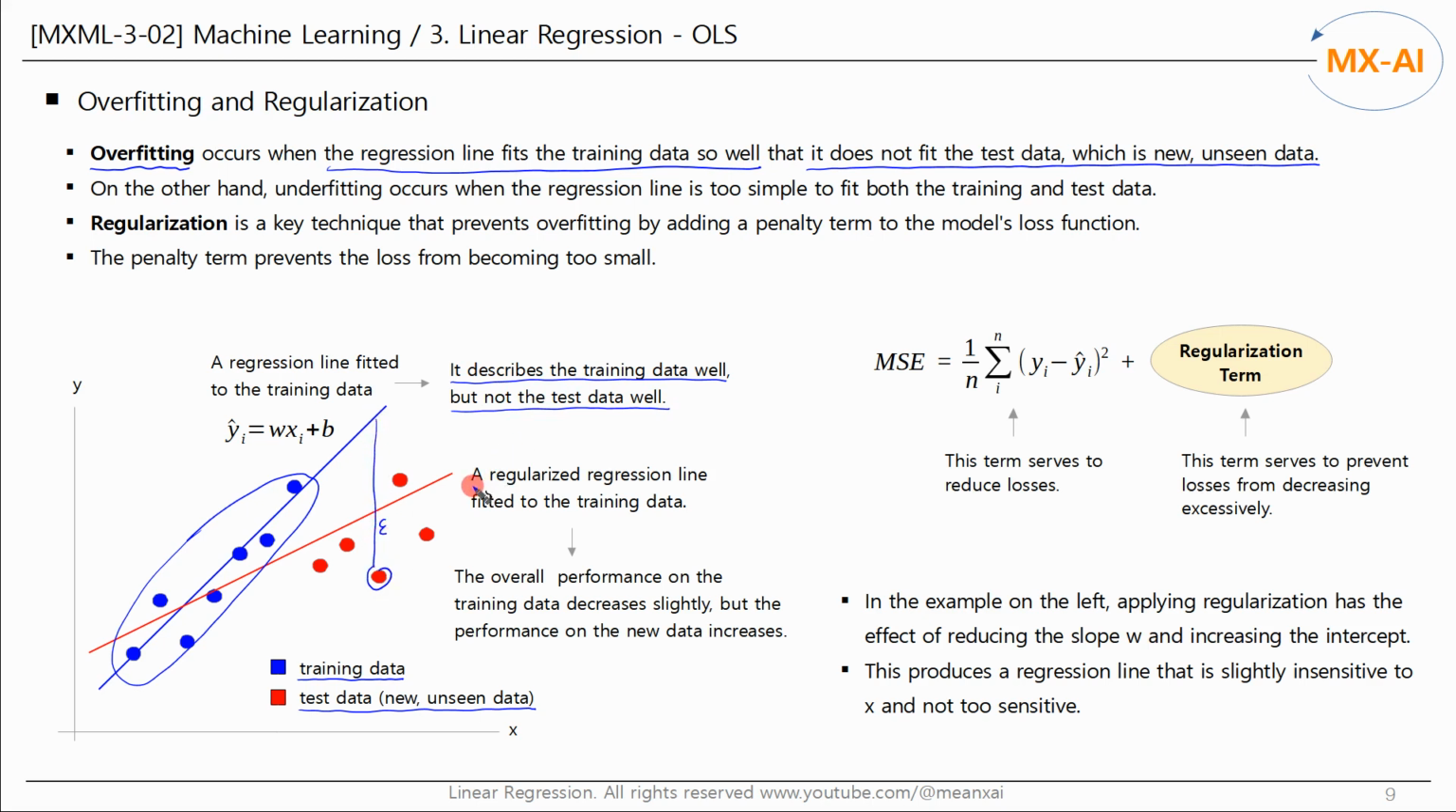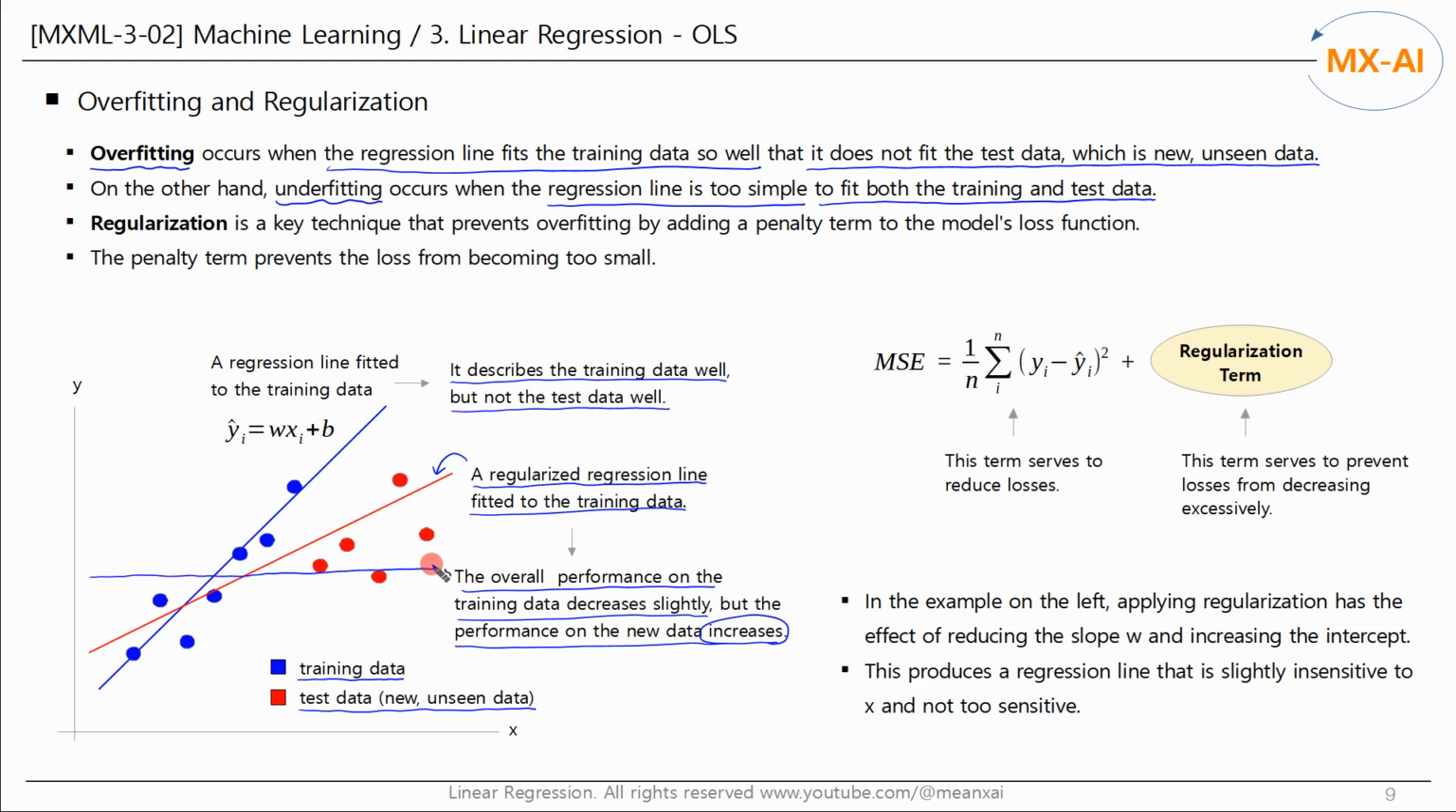The red line is the regularized regression line fit to the training data. The regularized regression line slightly reduces performance on the training data, but improves performance on new data. This is the effect of regularization. On the other hand, underfitting occurs when the regression line is too simple to describe both the training and test data well. If the regression line is too simple like this, the errors in both training and test data increase.